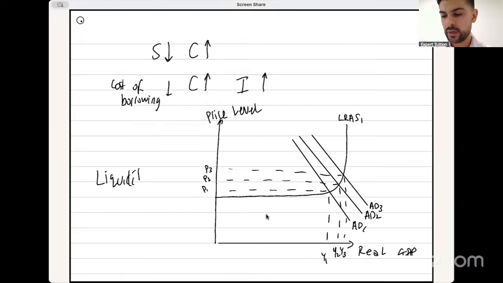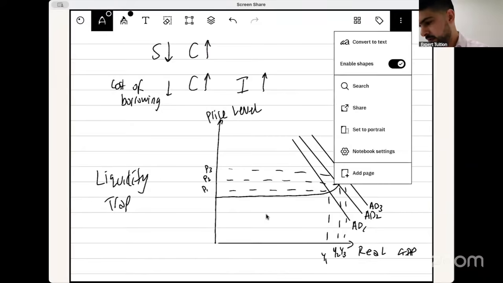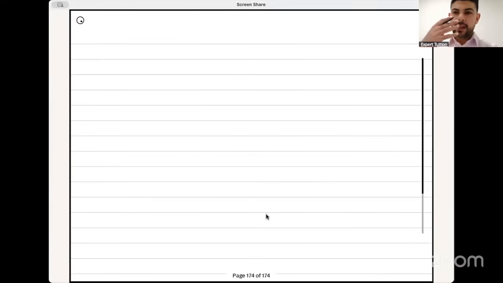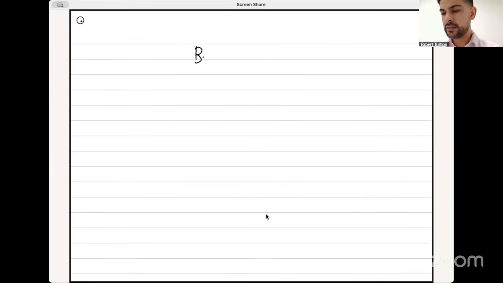Right, let's understand what a liquidity trap is. The best way to understand it is with a made-up example. So, let's say this is the Bank of England, and let's assume that they are so desperate.